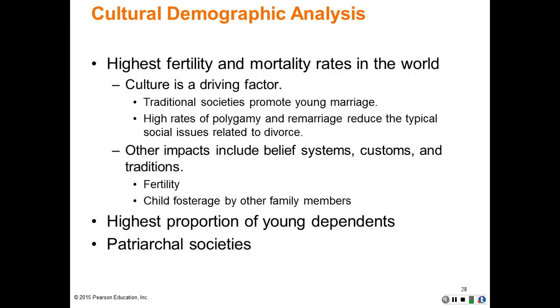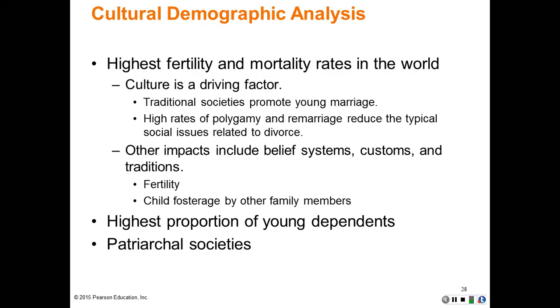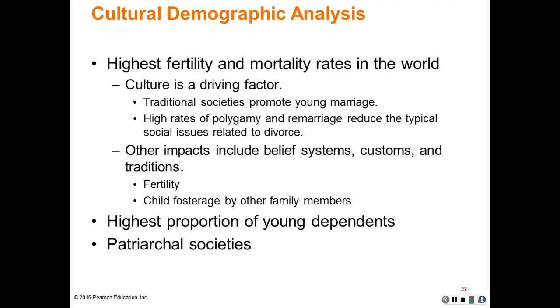We'll begin by talking about the cultural demographic analysis, a generic overview of the majority of the population of Africa south of the Sahara. We have the highest fertility rate and mortality rates in the world together, showing a relatively high level of low development, if we can say that. An area showing not strong development, and those characteristics can be observed in some of the demographic factors. Culture is a driving factor, in fact, in aspects of high fertility and mortality rates.